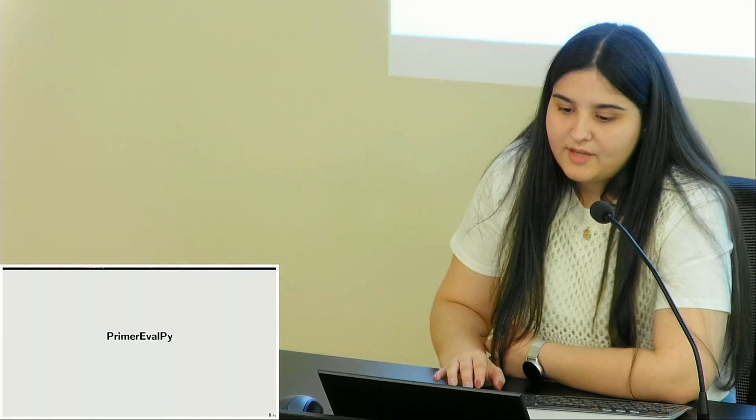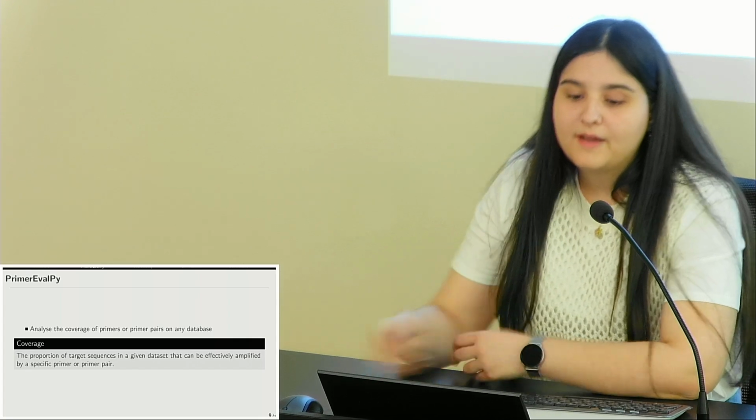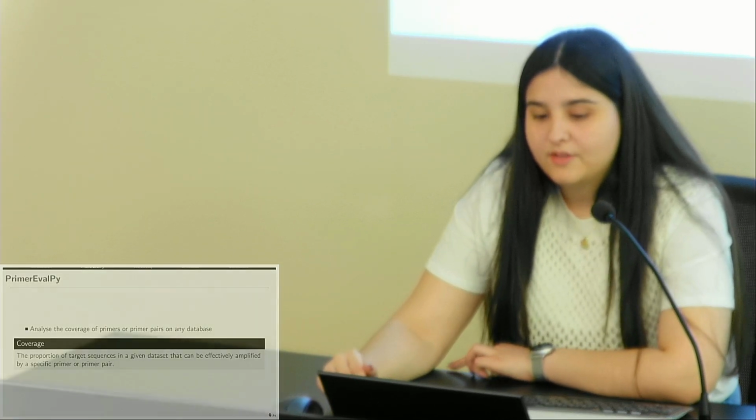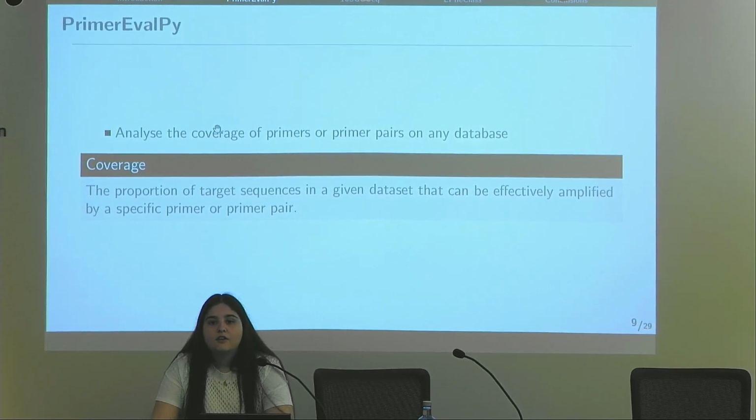We'll start with the tool created in the first objective, which is PrimaryValPy. PrimaryValPy is a Python package to analyze the coverage of any primer or primer pair on any database. First, we need to define what the coverage is. The coverage is the proportion of target sequences in a given dataset that can be amplified by a specific primer or primer pair.